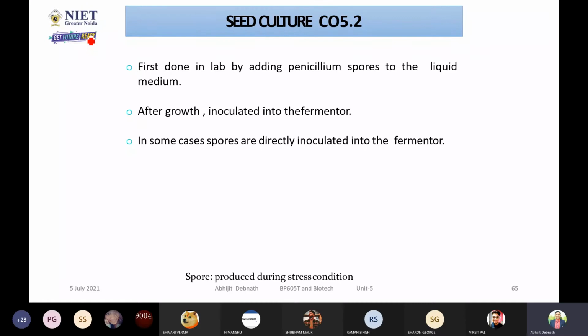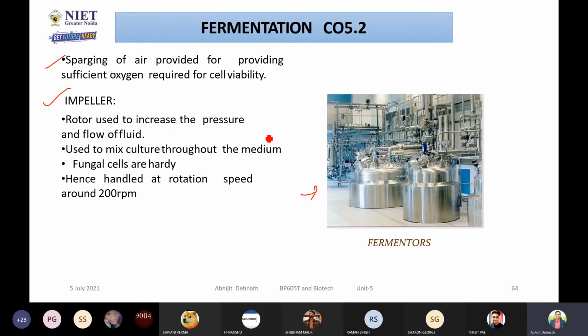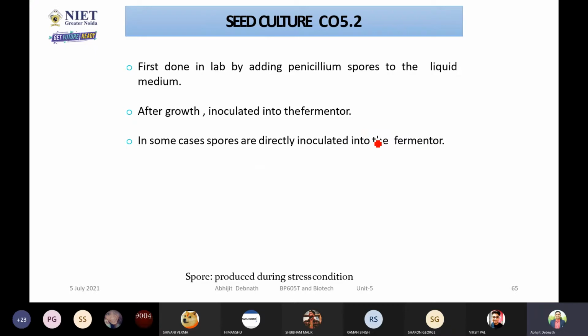So seed culture is first done in the lab by adding the penicillin spore in the liquid medium, and after that it should be inoculated into the fermenter. Seed culture means, for example, Penicillium notatum, you have to culture that, and after that you have to place those things here. Okay, this is called seed culture.